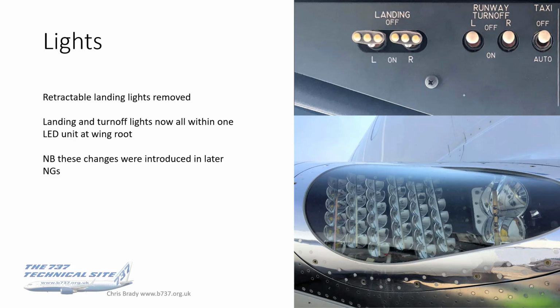Lights. This again was on later NGs, but for those of you that missed it, or those of you flying old NGs and about to transition to the Max, the lights panel looks like that now. So your landing and turnoff lights are now all within the one unit at the wing root.